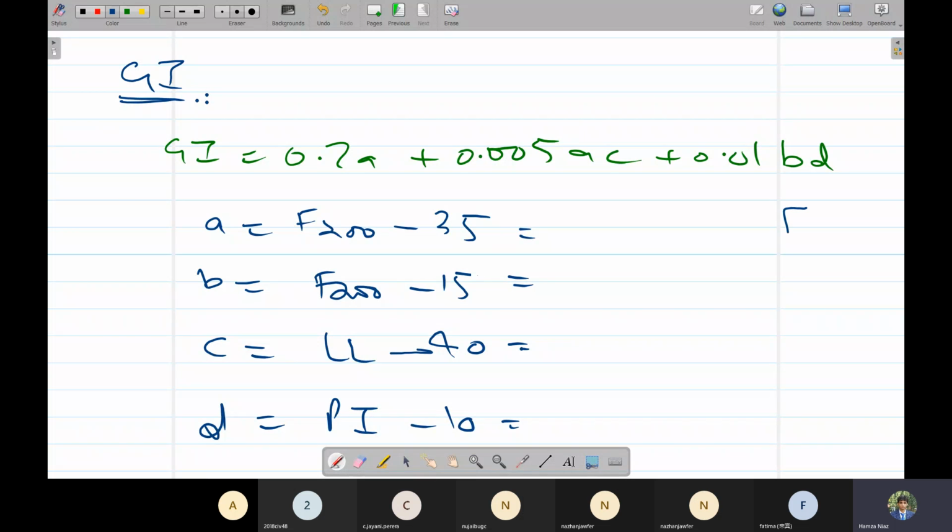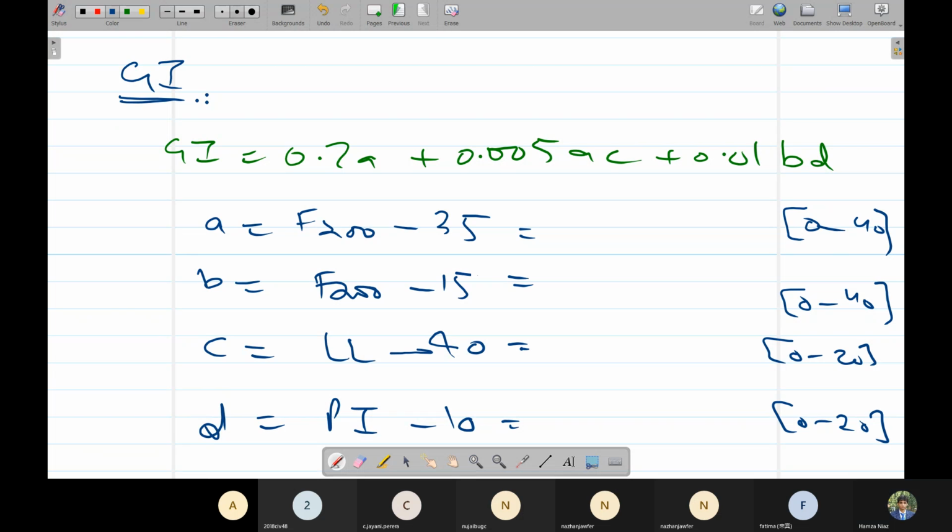So the range for A is 0 to 40. The range for B is also 0 to 40. And the ranges for C and D are 0 to 20. We cannot take any value of them less than 0, or C and D greater than 20, and for A and B, we cannot take greater than 40. If a value comes out negative, then simply take 0. Or if it is exceeding the upper limit, simply take the upper limit value.